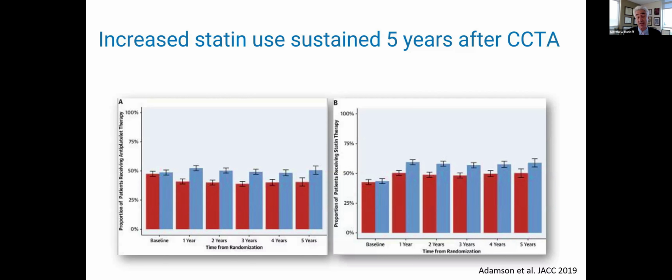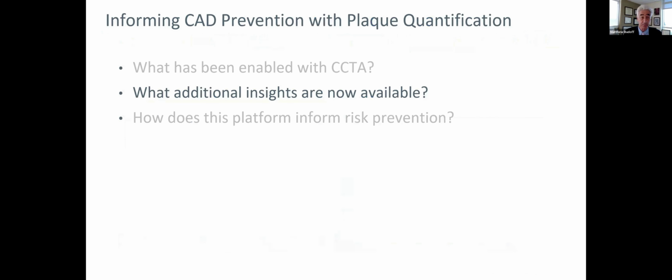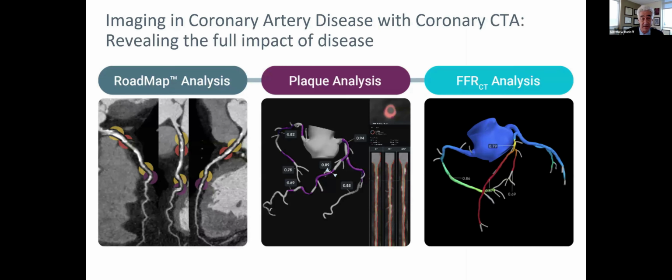This is 5-year data showing increased utilization of antiplatelet therapies and increased utilization of statins over a long period of time, which I think is very important when you start talking about compliance, that we get long-term compliance boosts out of this. So understanding that we can see the plaque and hopefully enable our patients to be better patients, what can we do now with plaque quantification and what new tools are available?